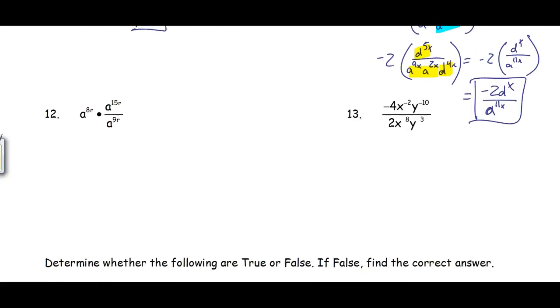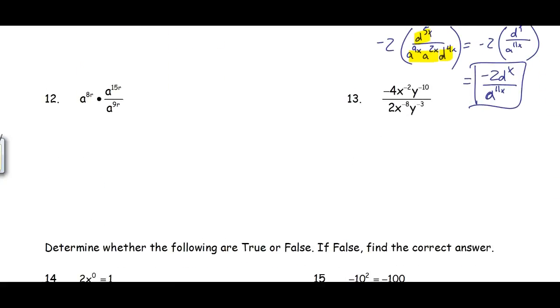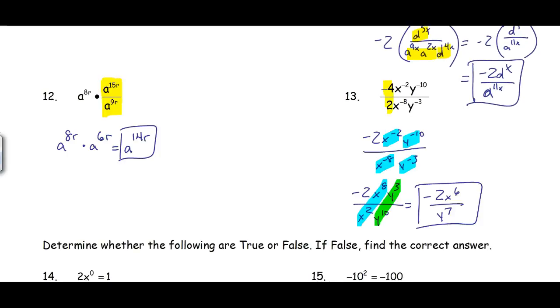Why don't you go ahead and give the last two a try on your own. All right, number 12. Your first step should have been to do 15 minus 9. You get 6. Then you're multiplying the same bases to get 14r.